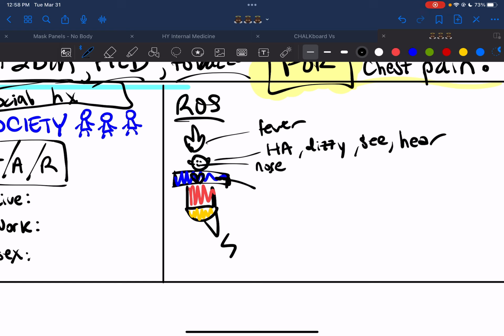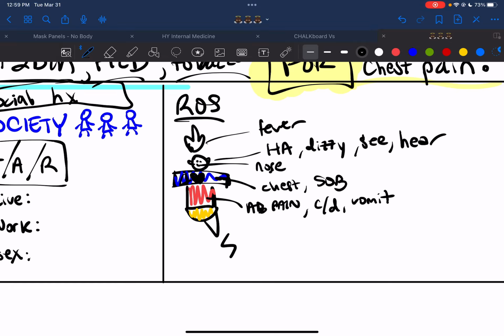Thorax is very important. What are the two organs in your chest? Obviously your heart and your lungs. So any chest pain or shortness of breath? No. Okay. Abdomen, any abdominal pain? No. Any problems with poop? So constipation, diarrhea? No. Okay. What about vomiting? No.